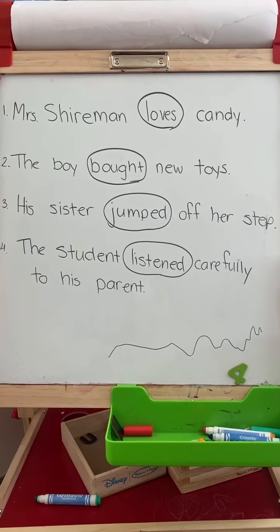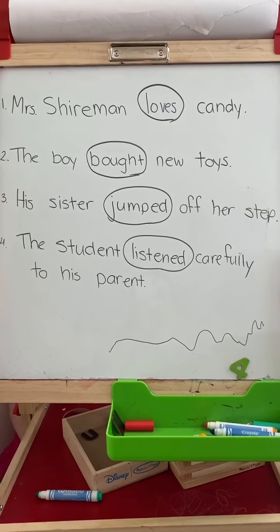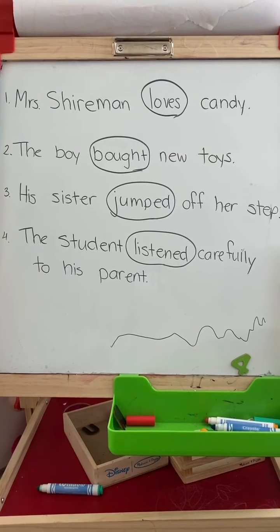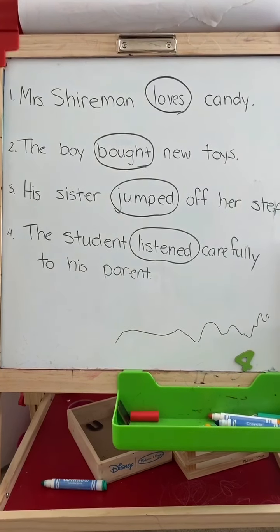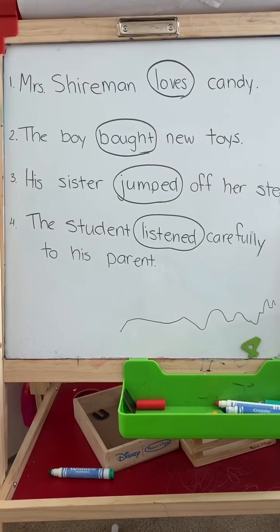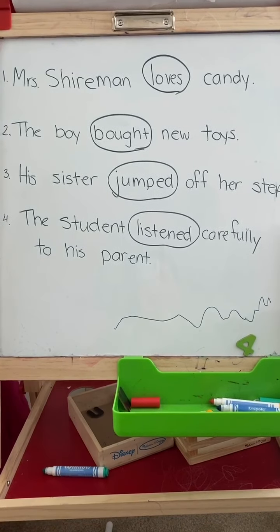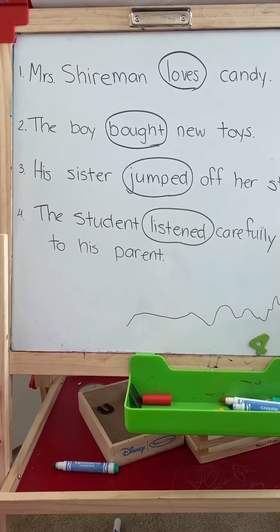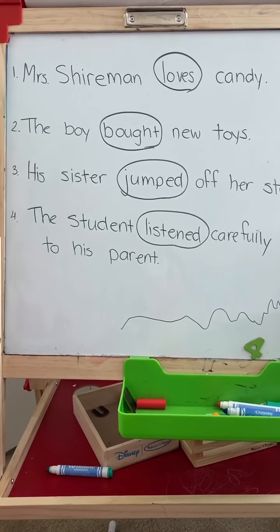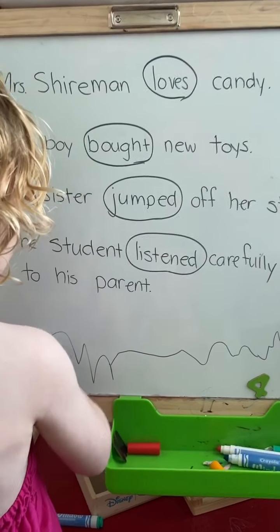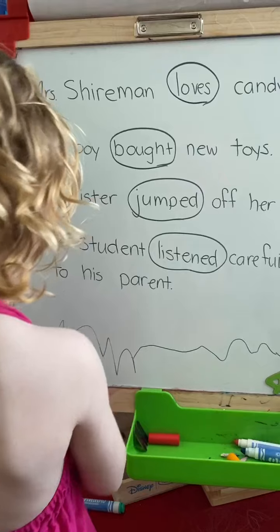For example, Mrs. Shireman loves candy. You can't really see me love something unless you can picture me hugging a bag of M&Ms or something. But that's the action. The boy bought new toys. You can see him at the store. He's giving the clerk the money and getting his change, things like that. So I hope that you were able to identify the verbs in these sentences.